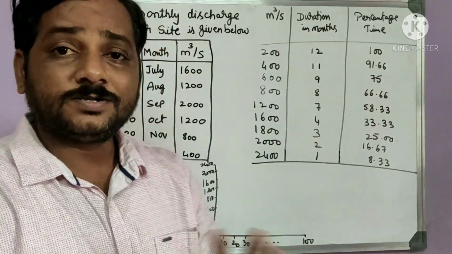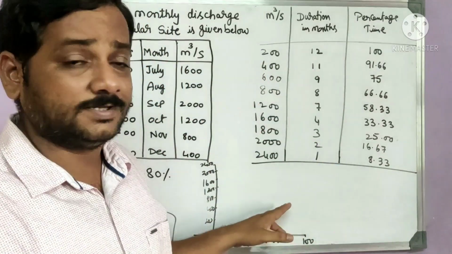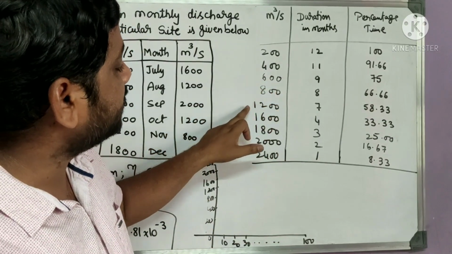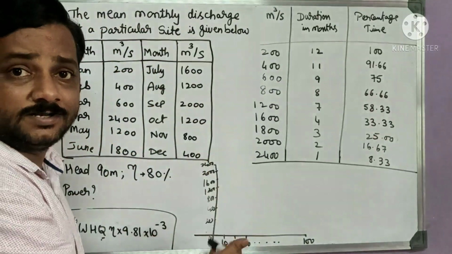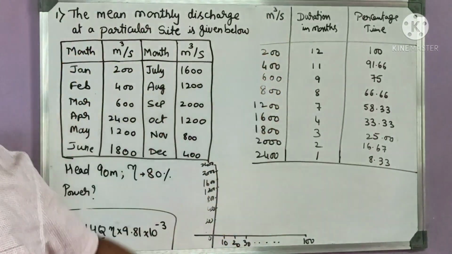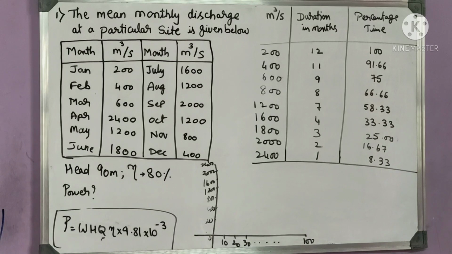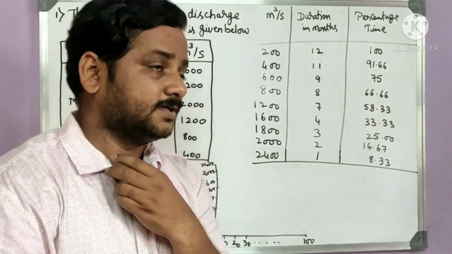It is not mandatory that you should have 12 discharges here. See 1, 2, 3, 4, 5, 6, 7, 8, 9. Remaining 3, it is repeated. The same numbers are there, so I am writing it once. So that is the first thing you need to do in a flow duration table: write the discharge in ascending order. If it is repeated, write it once.